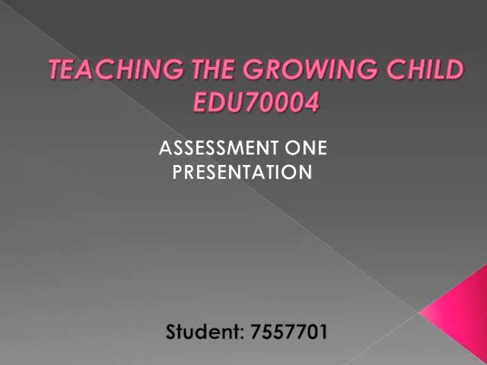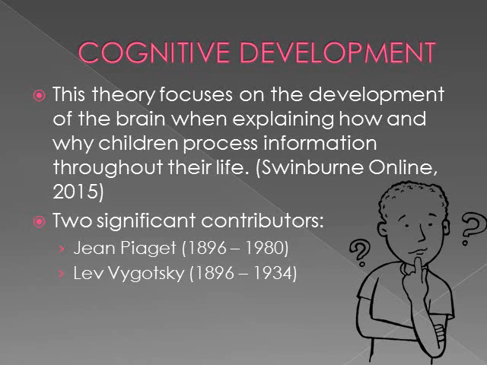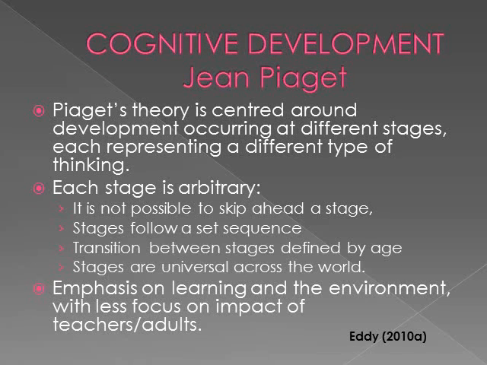Teaching the growing child. Cognitive development. This theory focuses on the development of the brain when explaining how and why children process information throughout their life. Two significant contributors are Piaget and Vygotsky.